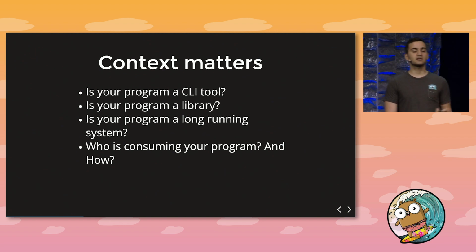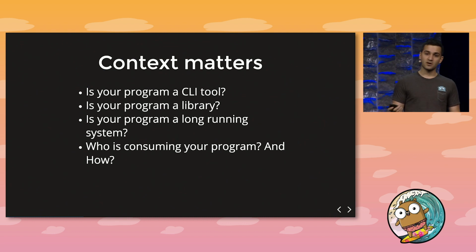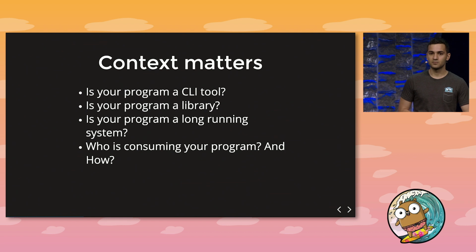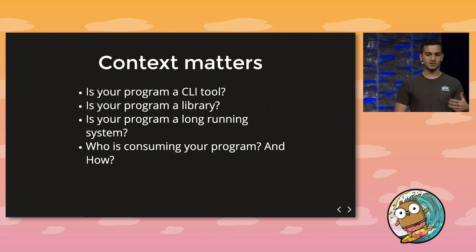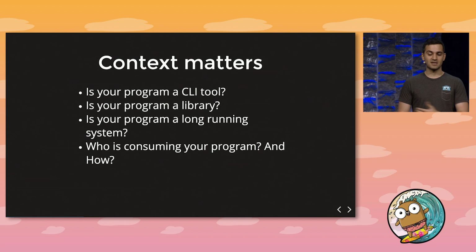So the things you should be thinking about is: is your program a CLI tool? Is your program a library that other people are going to use? Or is your program a long-running system where errors should not terminate the program? Who is consuming your program? Is it another program? Is it people? And how? And so all these questions really should make you think about errors and then handle them differently. There shouldn't be one true way to handle all errors in all of programming ever.